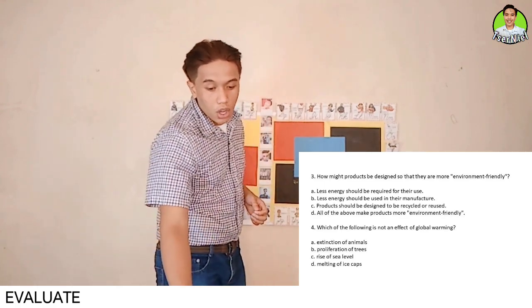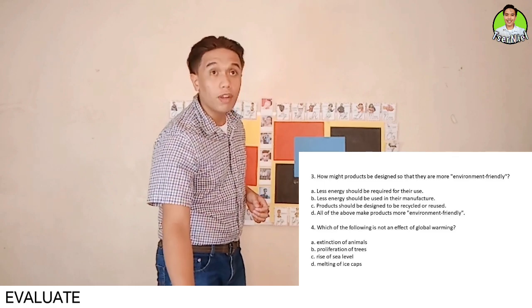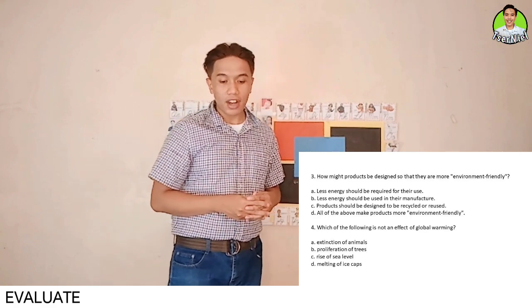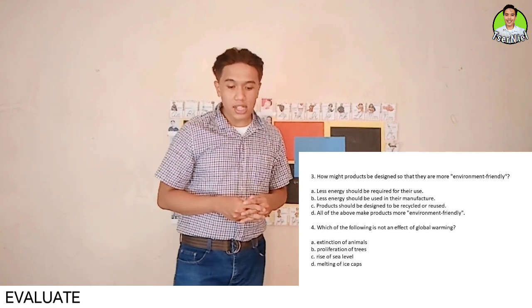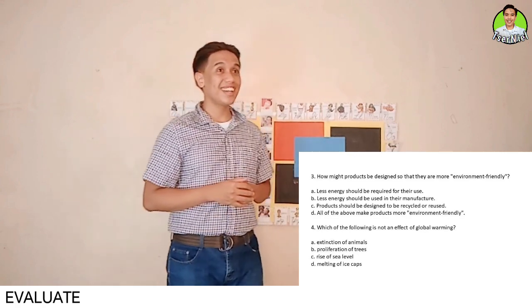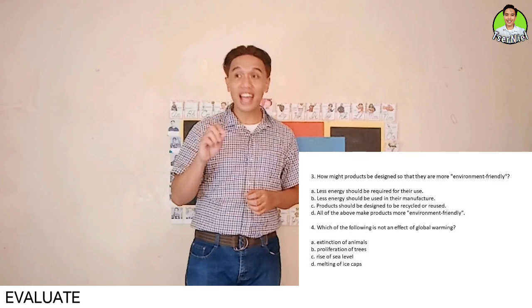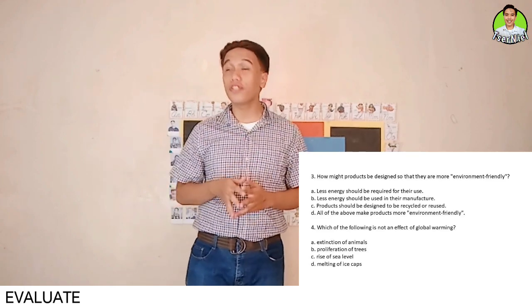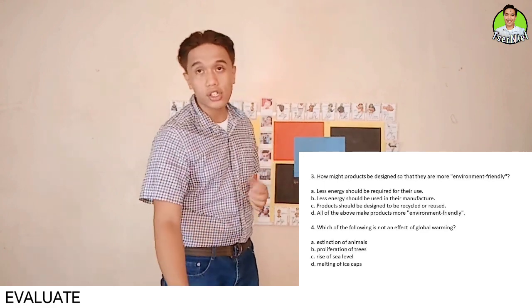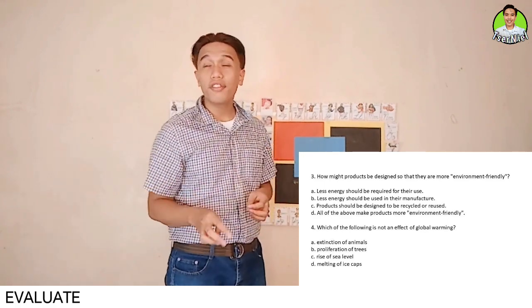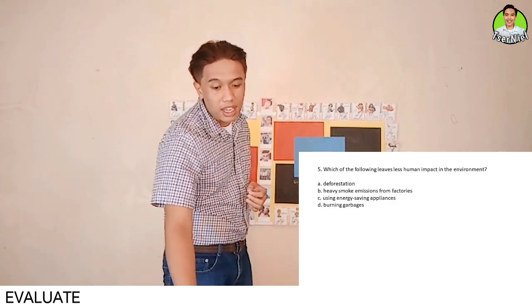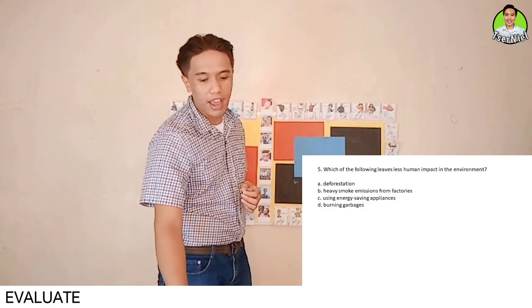Number four, which of the following is not an effect of global warming? A. Extinction of animals. B. Proliferation of trees. C. Rise of sea level. Or letter D, melting of ice caps. It is letter B, proliferation of trees, because the effect of global warming is reforestation or sometimes wildfires, yes.